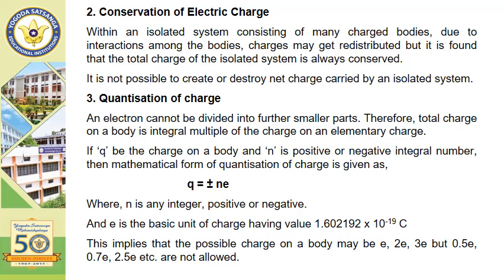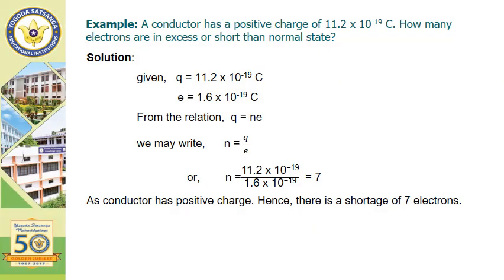For better understanding, let us take some examples. So here the example says a conductor has a positive charge of 11.2 into 10 to the power minus 19 coulomb. Here coulomb is the unit of charge. Then how many electrons are in excess or short than the normal state? From the question, it is very clear that the conductor has positive charge. That means the positive charge implies that there is a shortage or lack of electrons.